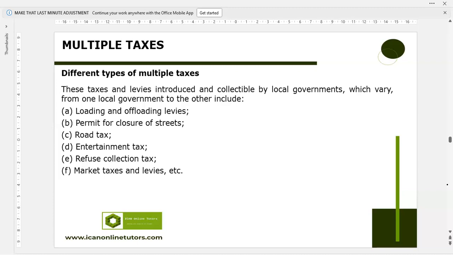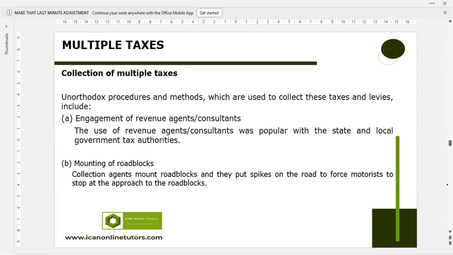We have tenement rates, naming of streets and the likes. If you want to have cow, all these abattoir and the likes, you pay. Okay, so then we have collection of multiple taxes. Unorthodox procedures and methods which are used to collect these taxes and levies include engagement of revenue agents or consultants. The use of revenue agents or consultants was popular with the state and local government tax authorities.